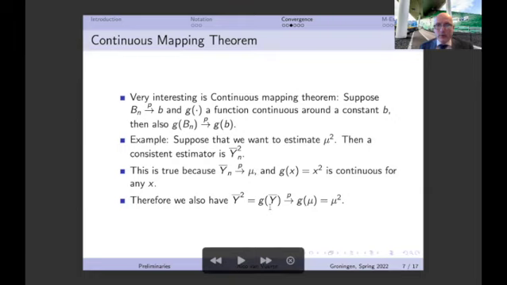So therefore what we can see is, well, g evaluated in Y overline, so in the sample mean, according to the continuous mapping theorem, is going to converge in probability to g evaluated in mu. Well, that is by definition equal to mu squared. If we use this definition over here, this thing is by definition equal to Y overline squared. So therefore also this sample mean squared is going to converge in probability to mu squared.